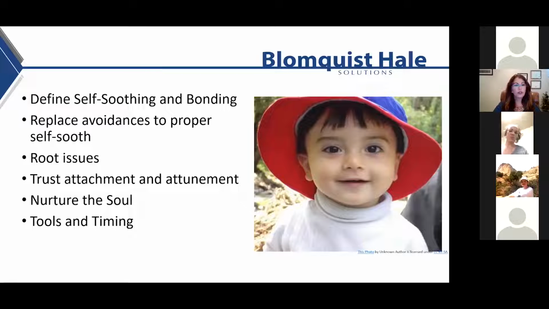Nurturing the soul. What does that mean? How do we nurture the soul? And then tools, and is this developmental timing? How are the tools needing to come in at the right time? And that's all really up for debate, of when and where, like the age of the child. So nurturing, attachment, attunement, tools for kids, it depends on their age.